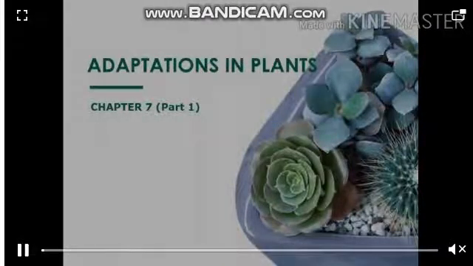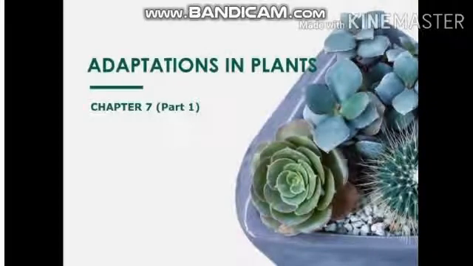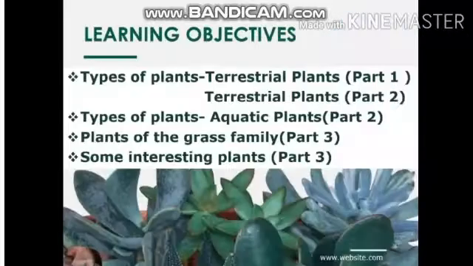Hello students, today we are going to start chapter 7 of your science book, Adaptation in Plants. So, what does this mean? Let's know more about this chapter. The whole chapter is divided in 3 videos. The first video consists of terrestrial plants, the second video consists of aquatic plants, and in the third video we will learn more about the grass family and some other interesting facts about plants.